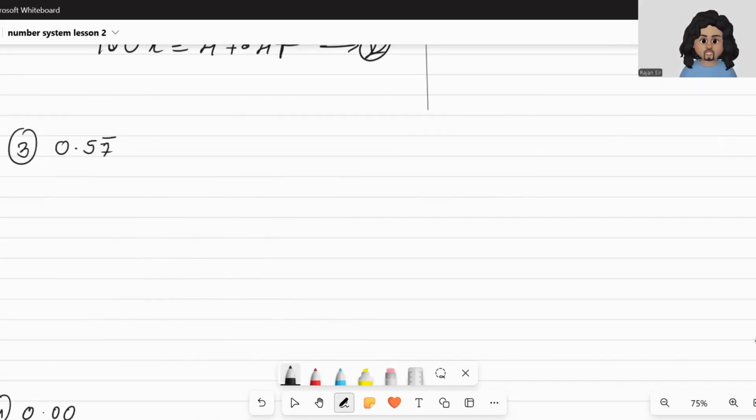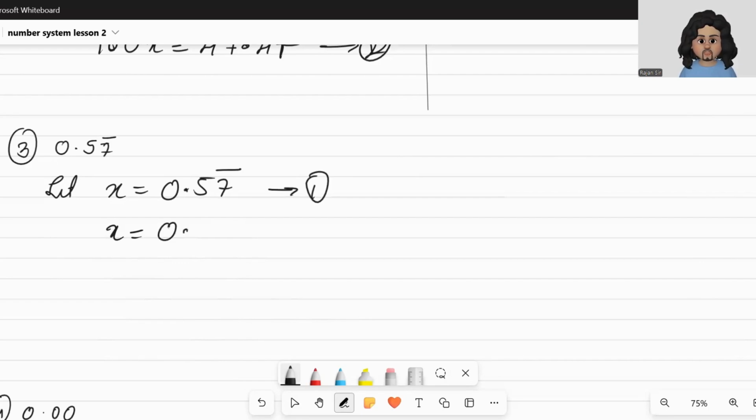So this one is a little tricky one. So you can say let x equals to 0.57 bar. And as you can understand, there's a bar on this one. So first we will write it in the open form. So you can take this as equation number 1. So in the open form, this will be 0.57777 and so on. So you multiply first by 10.